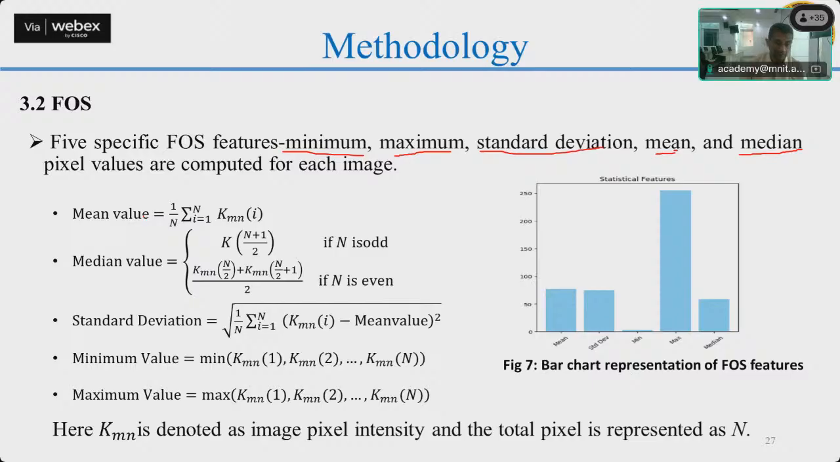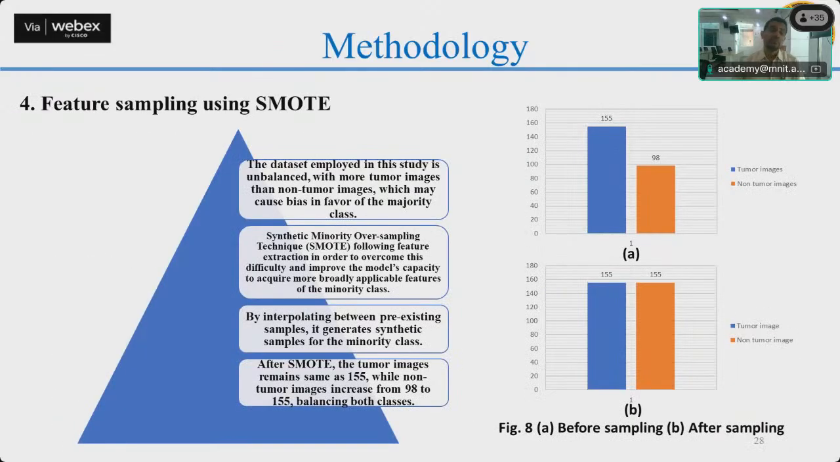So what we are saying is that mean value etc. can be calculated, median value you can, minimum, maximum, so that is the image. So from where you calculate, again see in your matrix you need to calculate this part. So K, M, N is related to the image pixel intensity, and the total pixel count is related to N. Now the methodology, see what we are going to do in the SMOTE.